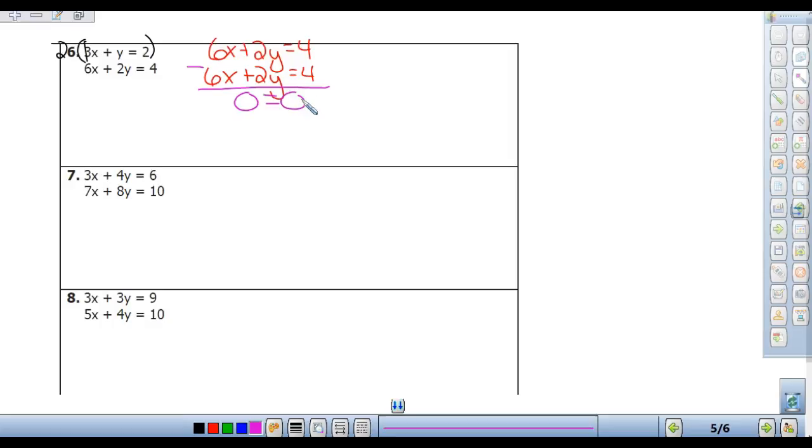There you go. Good job. True. So that is infinitely many solutions. What if these canceled out and I got 0 equals 8? No solution. Good, because I've got false.